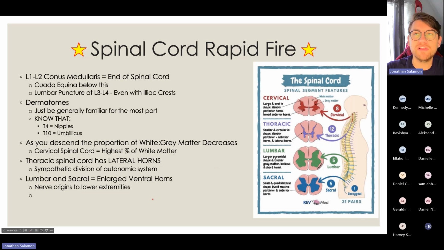This is more relevant to you now that you're closer to CLR, but just please don't forget these things. Lumbar puncture at L3, L4, even with the iliac crest. Between NBME exams, comp, the forms, and Step 1, I think I've put this as an answer 10 times. Please do not forget anything in this bullet point. This is a throwback to MSK, and it comes up all the time.